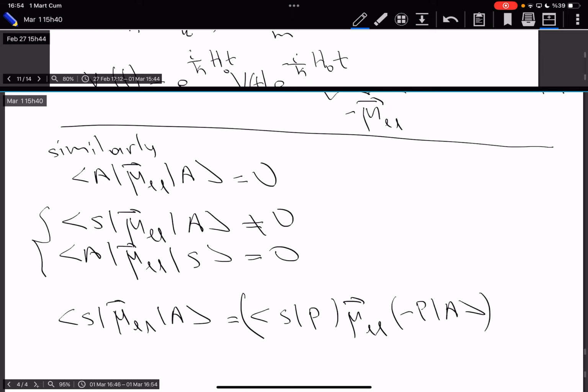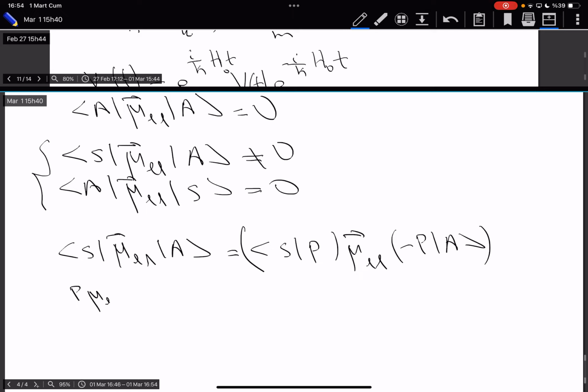An antisymmetric state acquires a minus sign under parity, so parity acting on the antisymmetric state is multiplying it by minus 1, and I get the antisymmetric state. But at the same time, the electric dipole moment, because it is proportional to the position of the nitrogen, changes sign. So this is equal to, it just says that that matrix element is equal to itself.